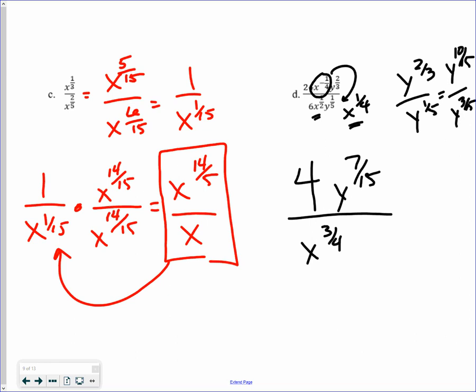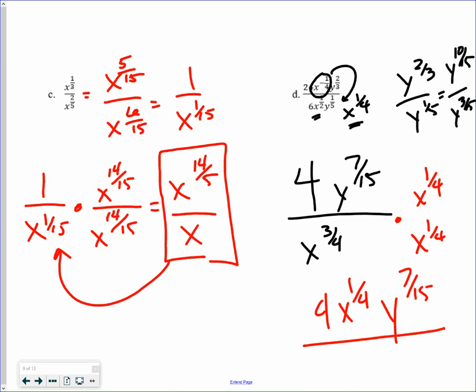Now, the trouble is the denominator still has a fractional exponent, so I would need to multiply by x to the 1/4. And so now my final answer is 4 x to the 1/4, y to the 7/15, all over x to the 1st.